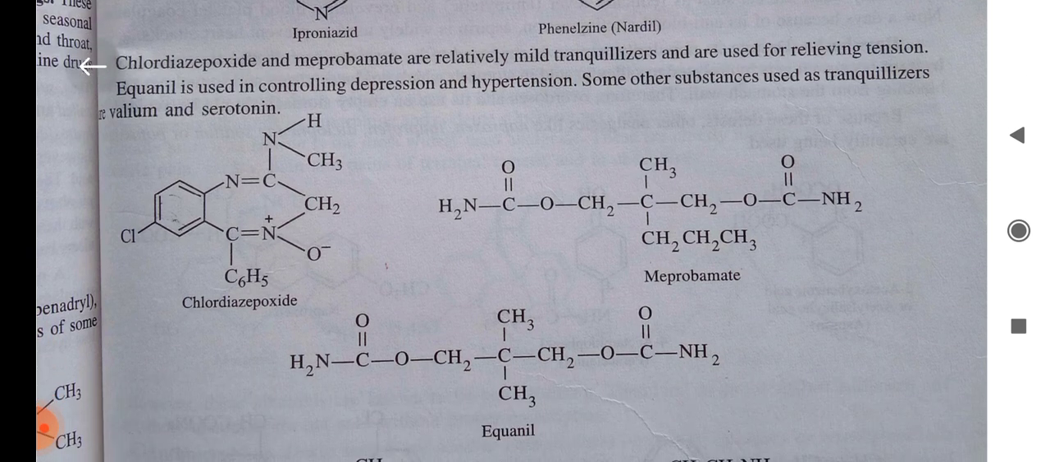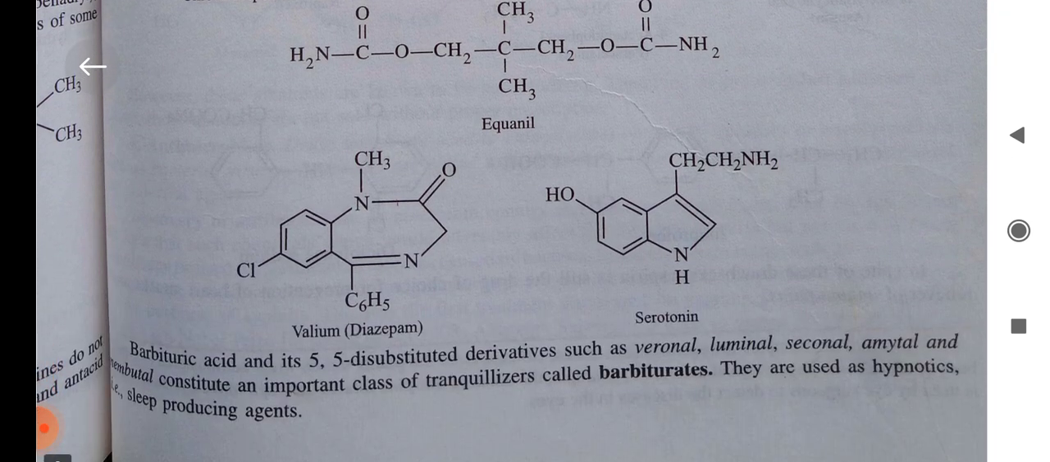Quinine is used in controlling depression and hypertension. Some other substances used as tranquilizers are Valium, serotonin, etc.